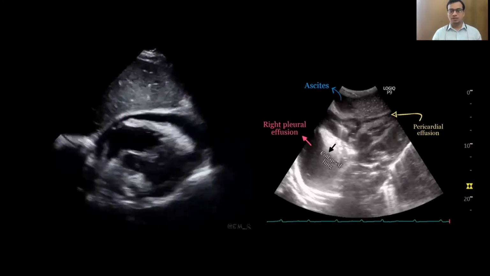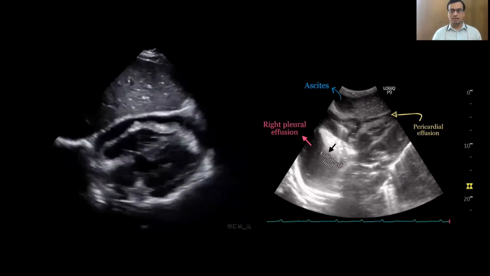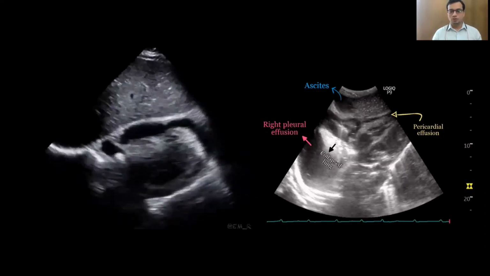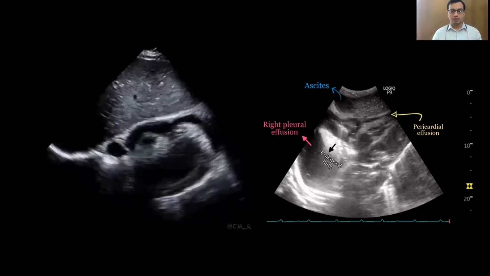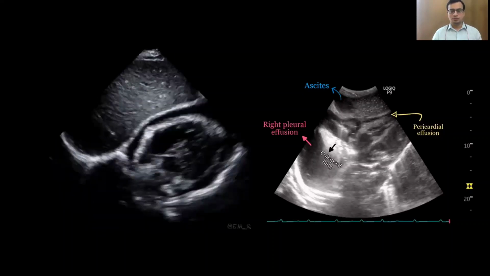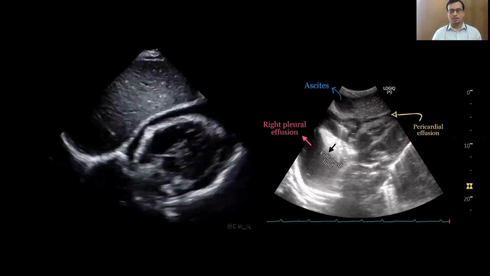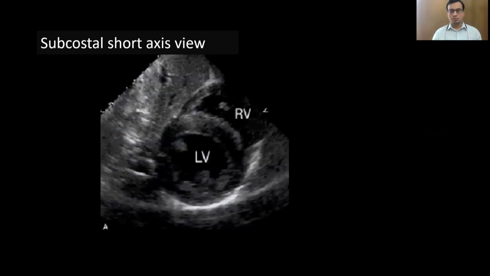You are imaging the interatrial septum in a perpendicular fashion. You can also identify an atrial septal defect on this view. You can see the right-sided pleural effusion on the subcostal 4-chamber view here in this image. Okay, and also you can see the ascites, which is seen near the liver. So this is a very good view to see the 3 kinds of fluid: ascitic fluid, pericardial fluid, and right pleural effusion. By rotating the transducer counterclockwise, you can create the short axis views.